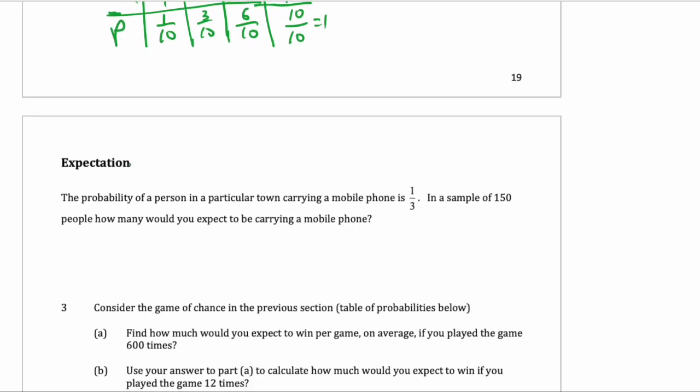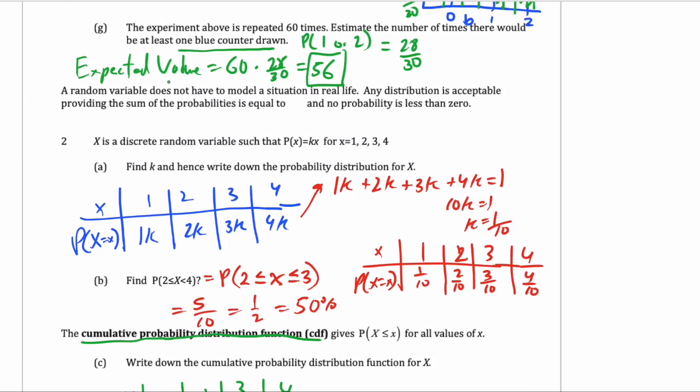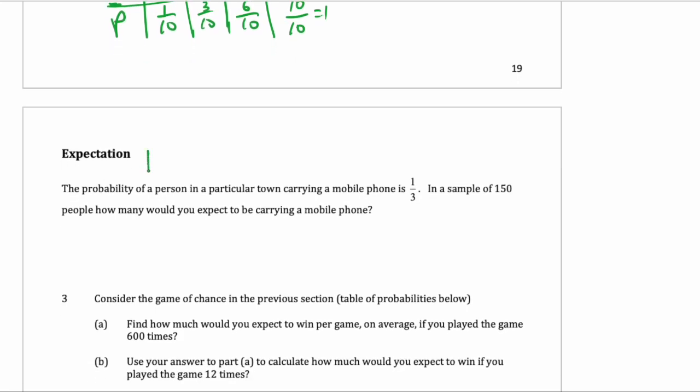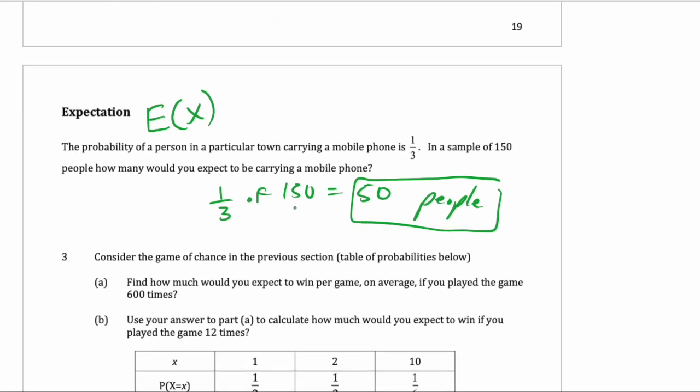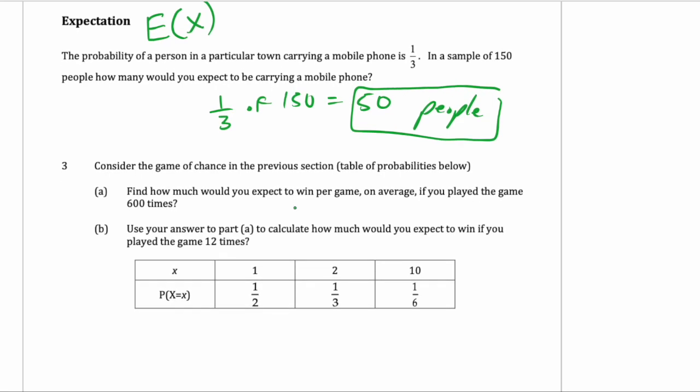All right, so expectation, we talked about it a little bit here, is the expected amount or expected value. This is often written as expected value of x. So let's take a look at this example. The probability of a person in a particular town carrying a mobile phone is 1/3. In a sample of 150, how many would you expect to be carrying a mobile phone? Well, that's obviously 1/3 of 150, which equals 50 people. We just multiply the probability times the number of people.